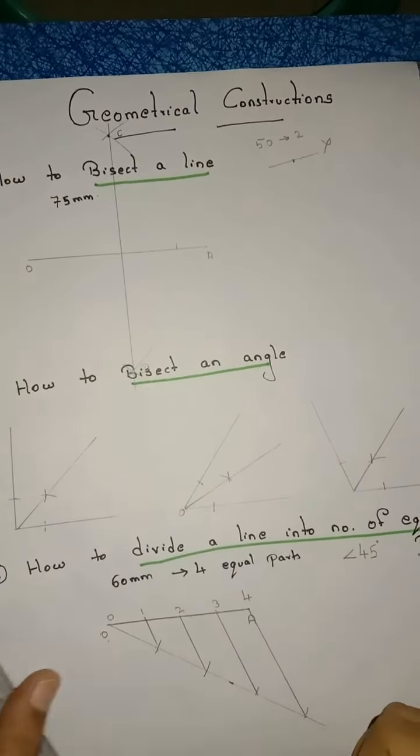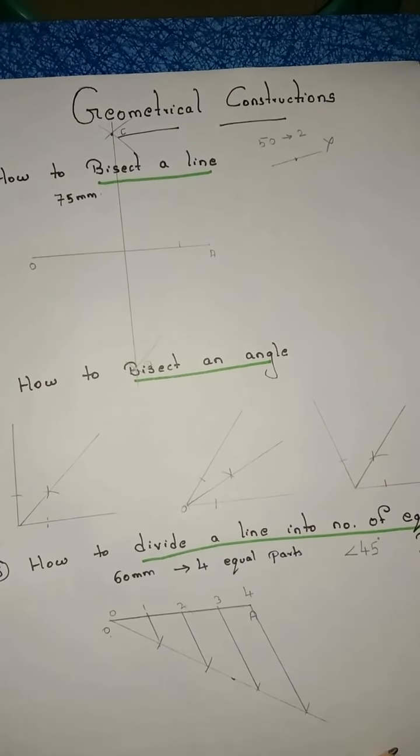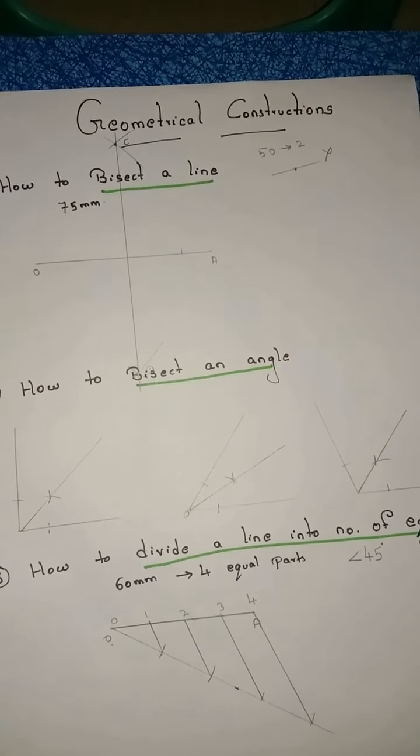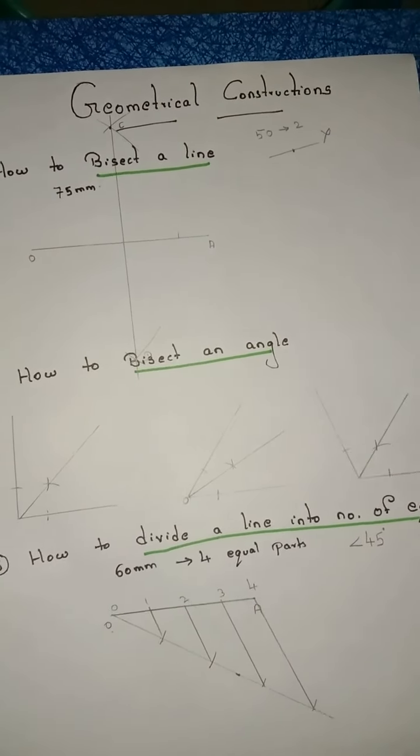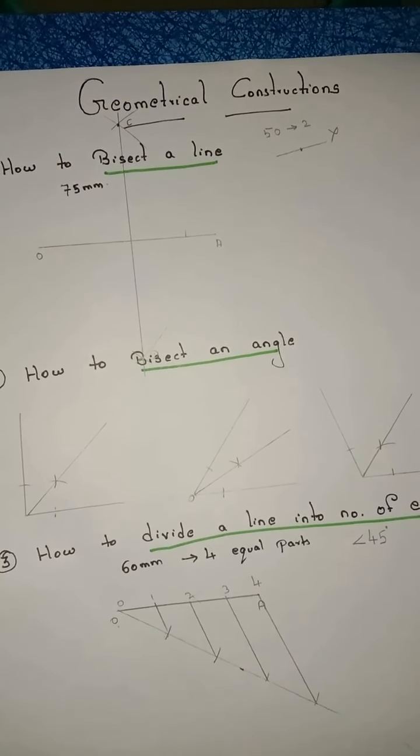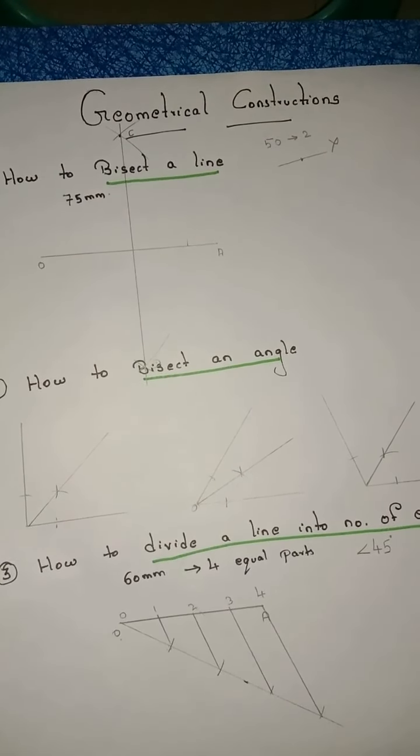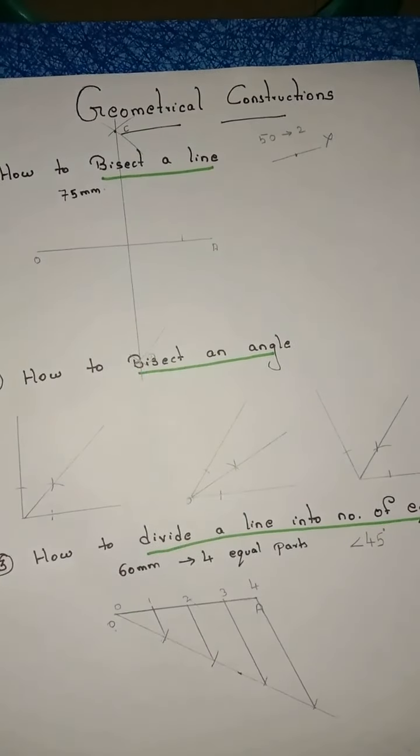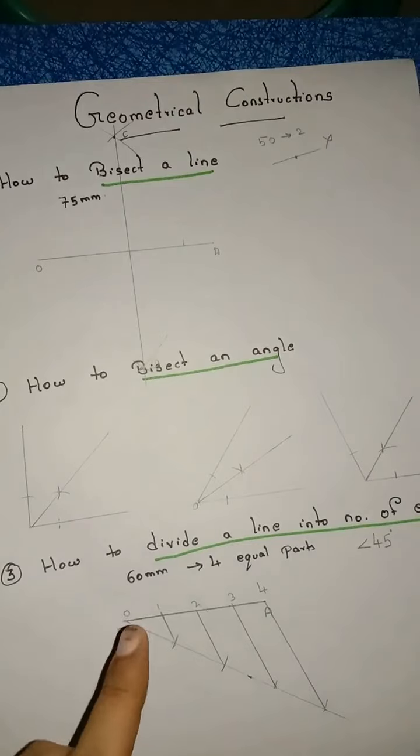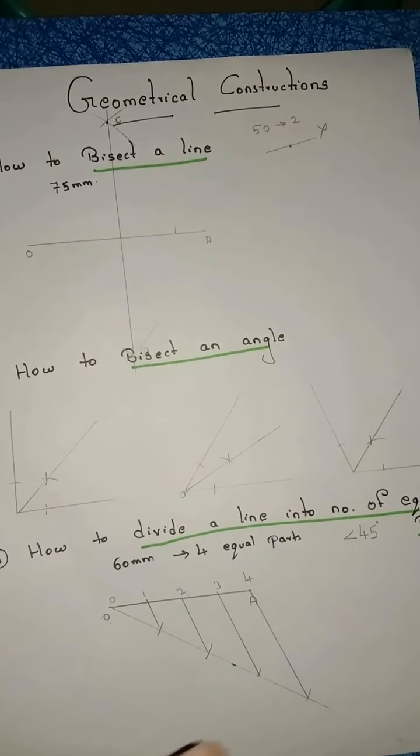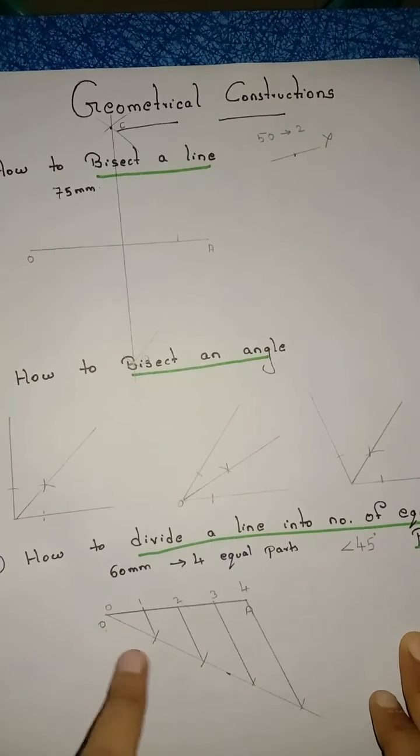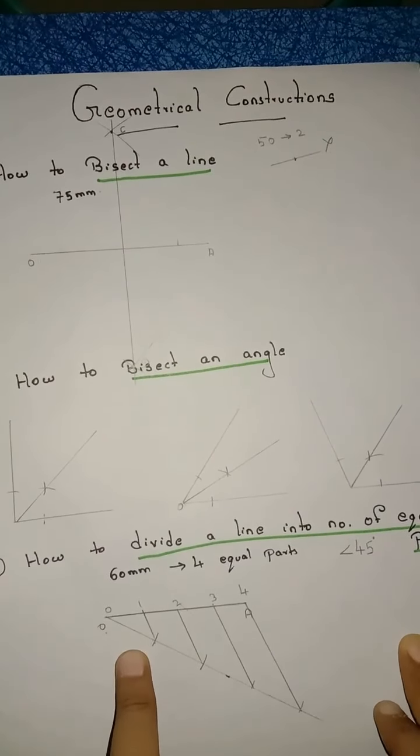So this is the concept of geometrical constructions: how to bisect a line, how to bisect an angle, how to divide a line into a number of equal parts. These concepts are important till unit 5. Please remember all of them. Bisecting a line means you have to take more than half. Bisecting an angle means you have to take less than half. To divide a line into equal parts, you can take either a 45 degrees line or a 30 degrees line.